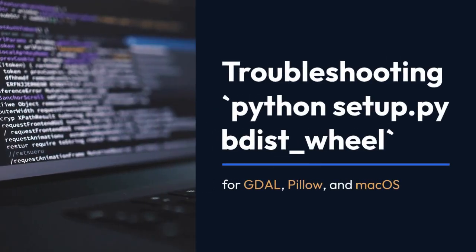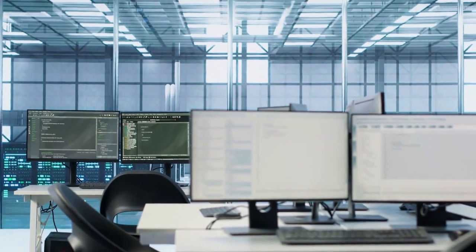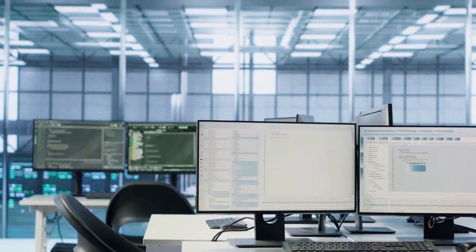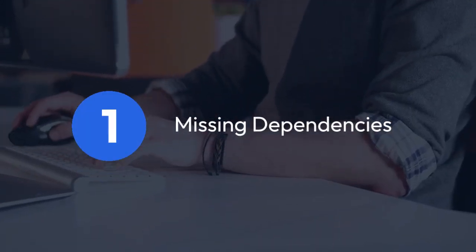We're going to troubleshoot why your Python setup.py bdist_wheel command isn't working correctly for GDAL, Pillow, and macOS. This often happens because these libraries have dependencies that aren't readily available during the build process. Let's tackle the common causes and solutions.